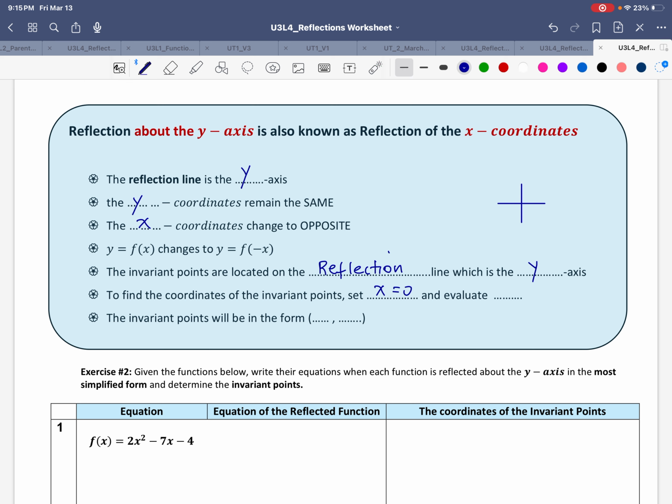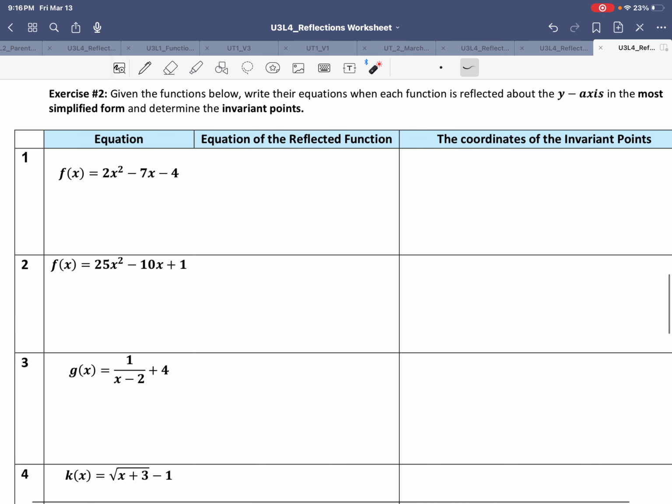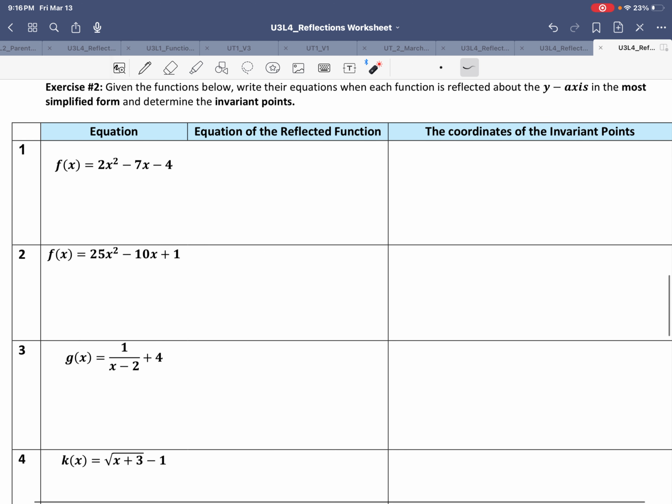And then we evaluate y. The invariant points then will be in the form x equals 0 and y is whatever value we get from the evaluation, so this value. So we're going to take a look first at the quadratic function 2x squared minus 7x minus 4. We'll write the reflection equation, or the equation of the reflected function, and we'll determine the invariant points.